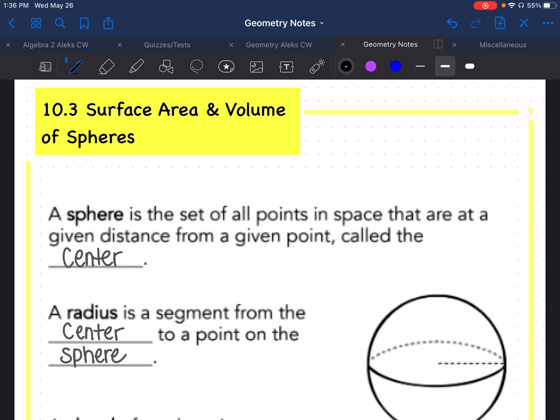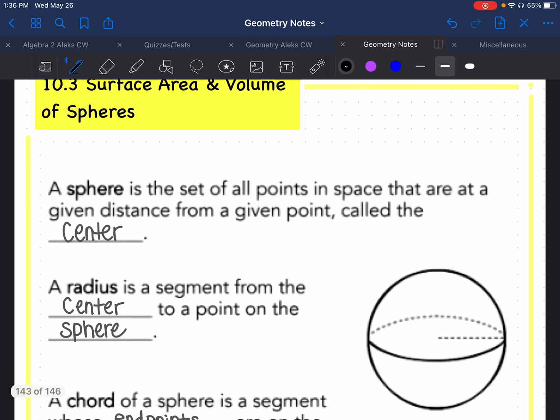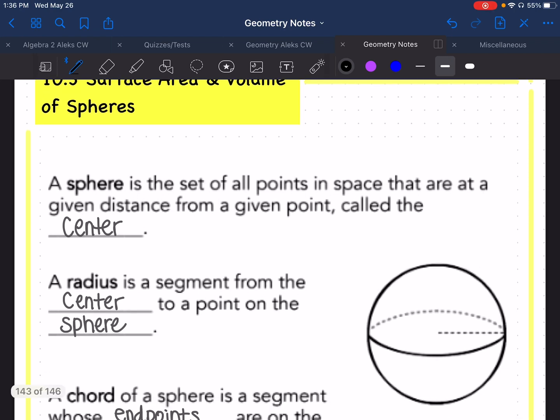Today's lesson is 10.3, Surface Area and Volume of Spheres. A sphere is a set of all points in space that are the same given distance from a given point, which is called the center. Here is the center of my sphere. A radius is a segment from that center to a point on the sphere.